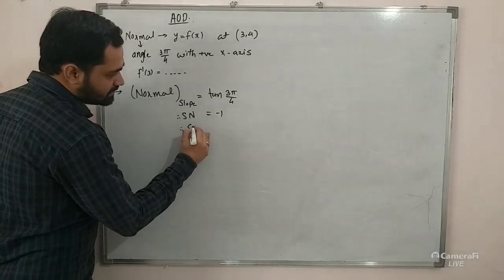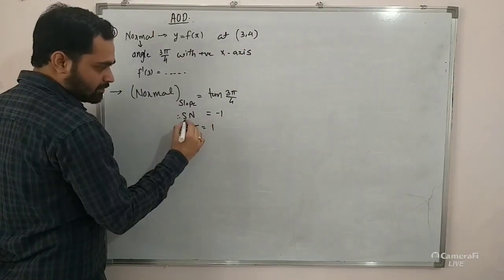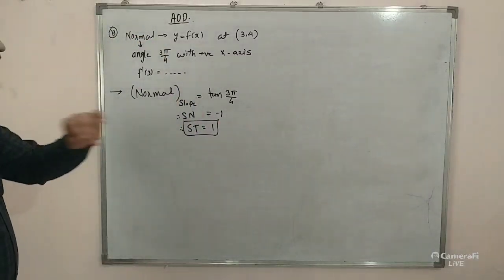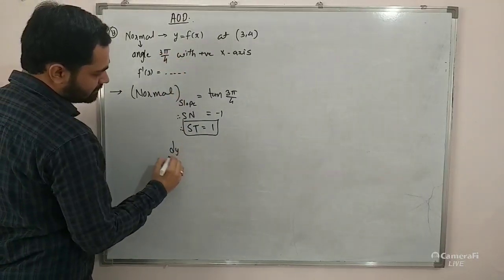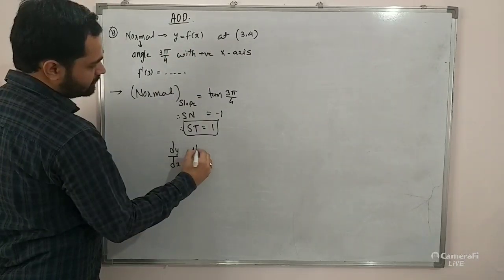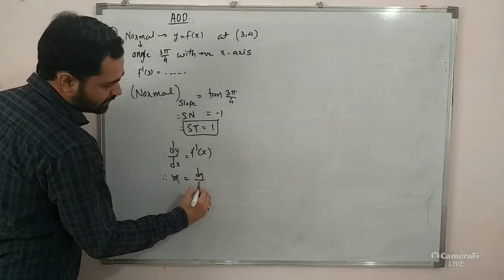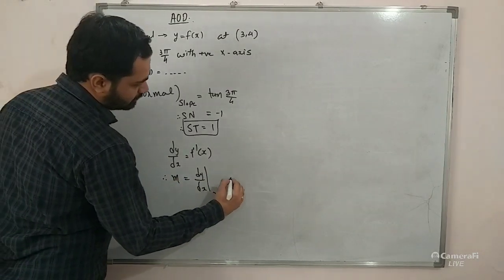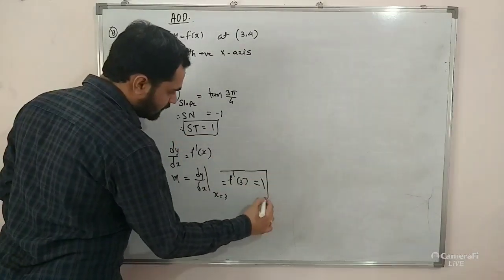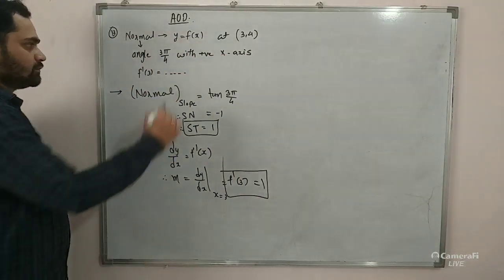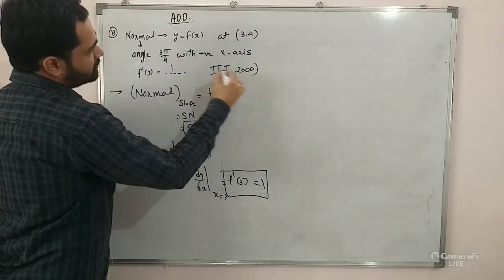It means what is the slope of tangent at this point? Reciprocal and opposite, it means slope of tangent is 1. Slope of tangent is 1, and you know very well that the slope of tangent is dy/dx, and here dy/dx is f'(x), and we want to find it at the point x = 3. It means it is f'(3), and we know that the slope is 1, so it is 1. So the value of f'(3) is 1. This is the question of IIT 2000, very easy type of question.